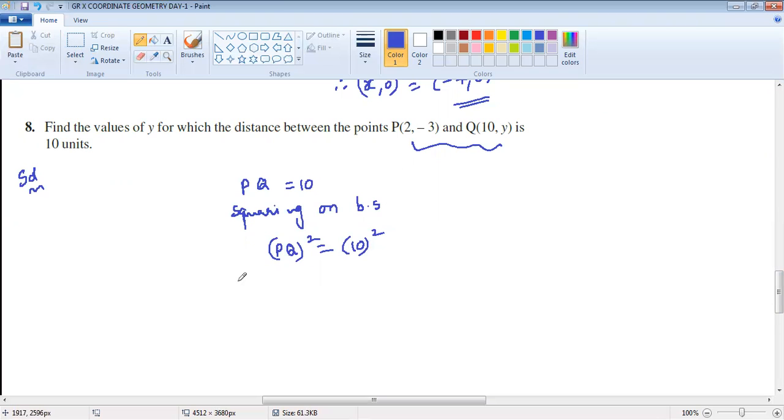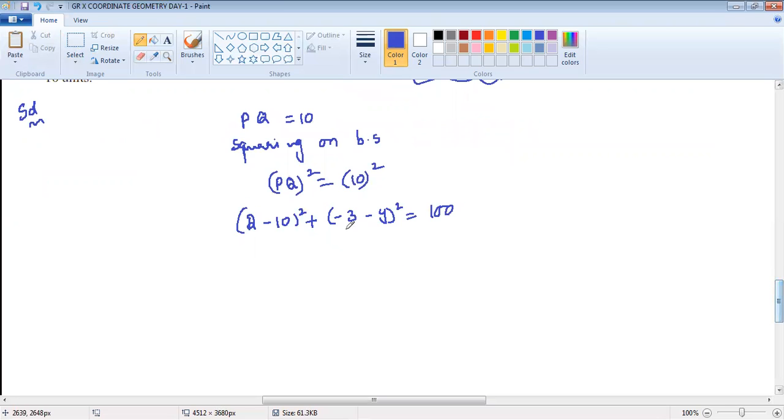So PQ whole square, what you can write? 2 minus 10 or 10 minus 2, whichever way you write it, no problem, that answer will be okay, which is equal to 100. Then 2 minus 10, which is 64, 8 square. Then here, don't hurry with the expansion. When you take minus out, minus whole square is plus, so 3 plus y whole square is equal to 100. Then 3 plus y whole square is equal to 100 minus 64, which is 36.